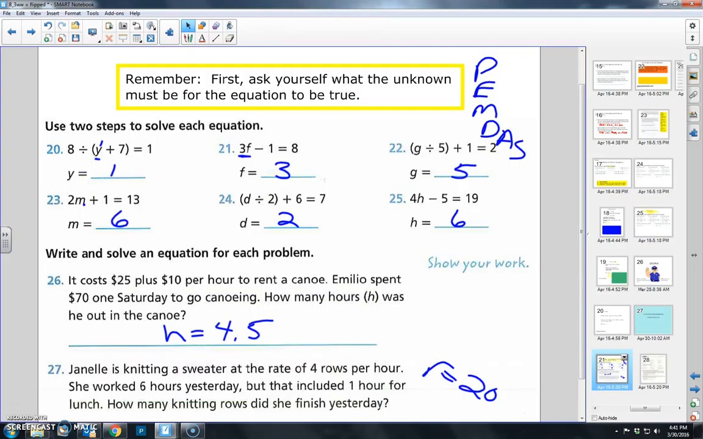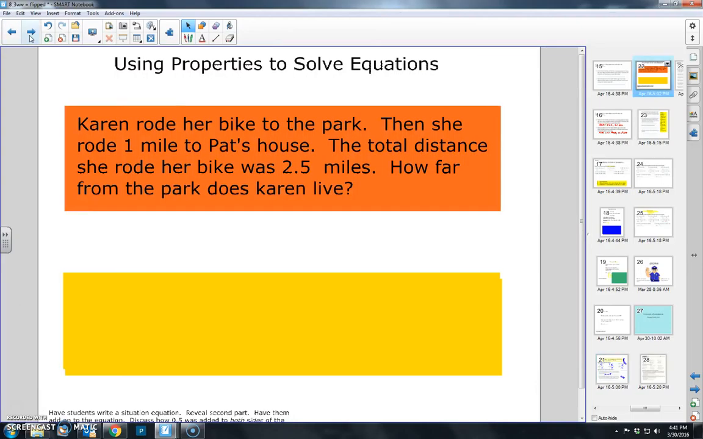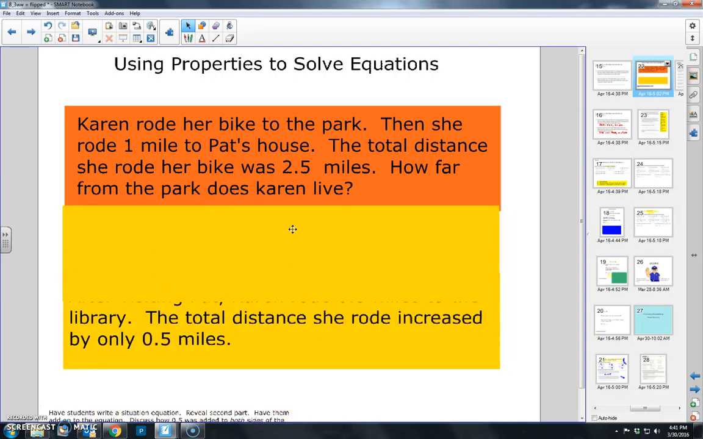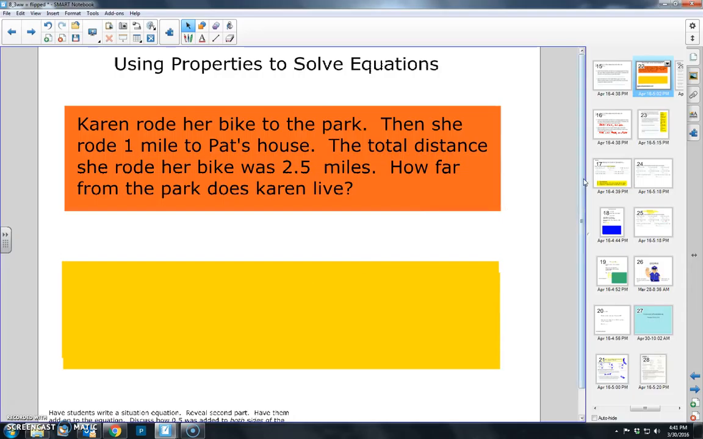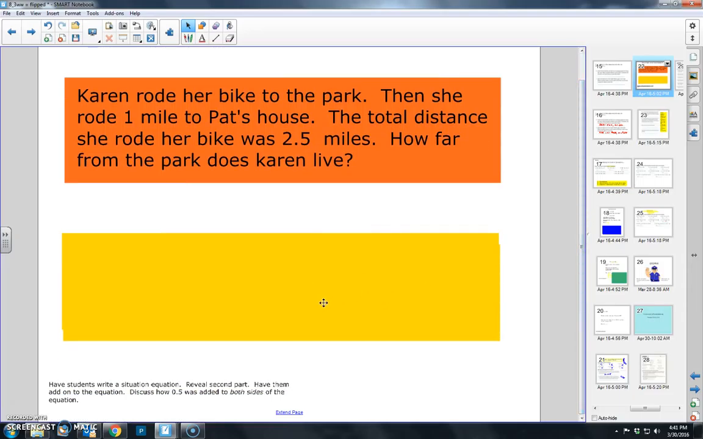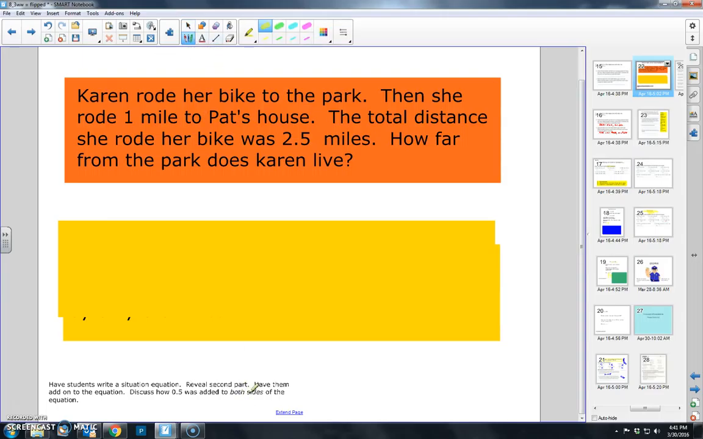All right. Very quickly. Okay, go ahead and try to solve this one. Go ahead and pause it. All right. Yep, look right down here. There you go. 0.5 was added to both sides of the equation.